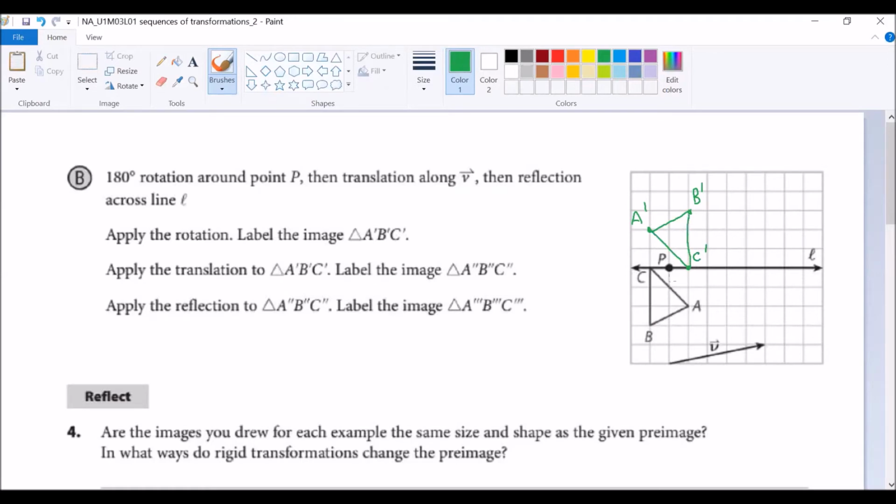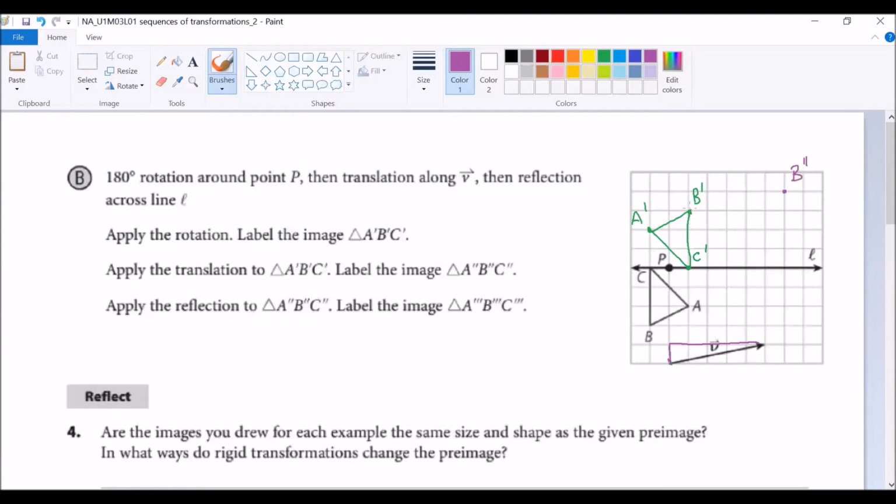Second part, apply the translation to A prime, B prime, C prime, and label the image A double prime and all the double primes. We're translating along the vector, which goes up 1. Let's change the color. It's going up 1 and then over 1, 2, 3, 4, 5. So we have to move everything up 1 and over 5. Let's start with the B. Up 1, 1, 2, 3, 4, 5. There's my B double prime.